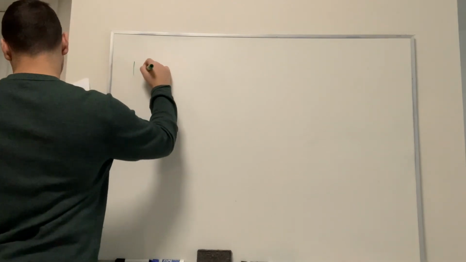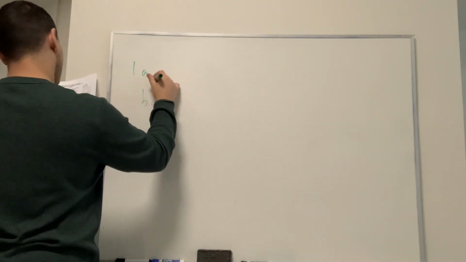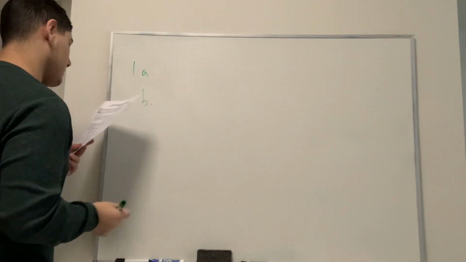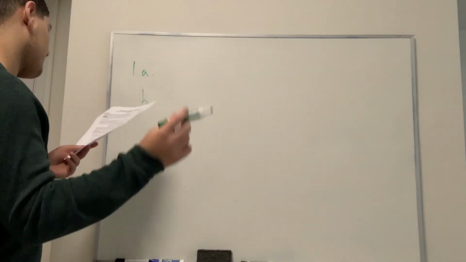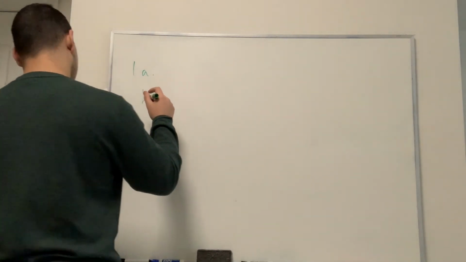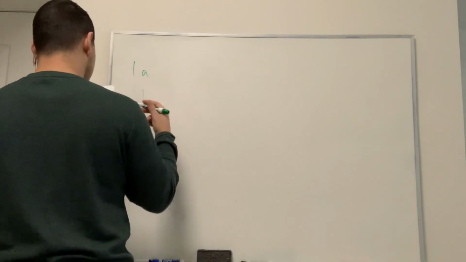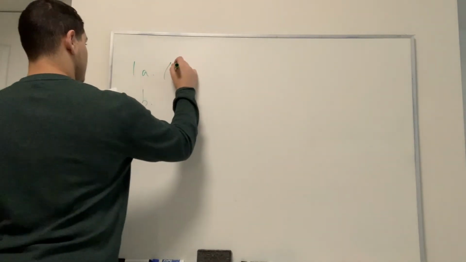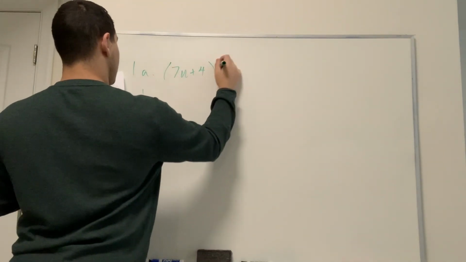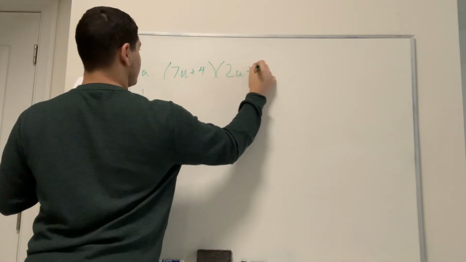Problems 1 through 4, problem set 5. So 1, A and B. For A, we're just going to write the multiplication of polynomials represented by the diagram and then expand it by finding the product. So here we're given 7u plus 4 times 2u plus 6.